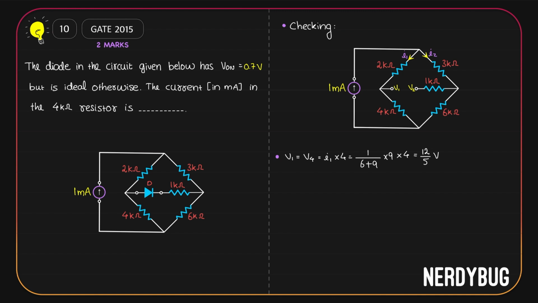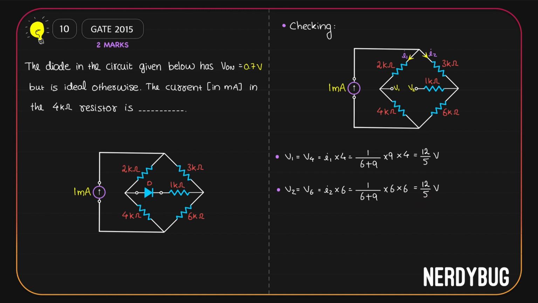Let's take a look at V2 now. V2 is the potential drop across the 6 kilo ohm. Current through the 6 kilo ohm is I2, so potential is I2 multiplied by 6. Now, to get I2, we have to apply current division again. It is 1 milliampere divided by the total resistance multiplied by the resistance of the other branch. This multiplied by 6 kilo ohm will give us V2. V2 is also 12 by 5 volt.